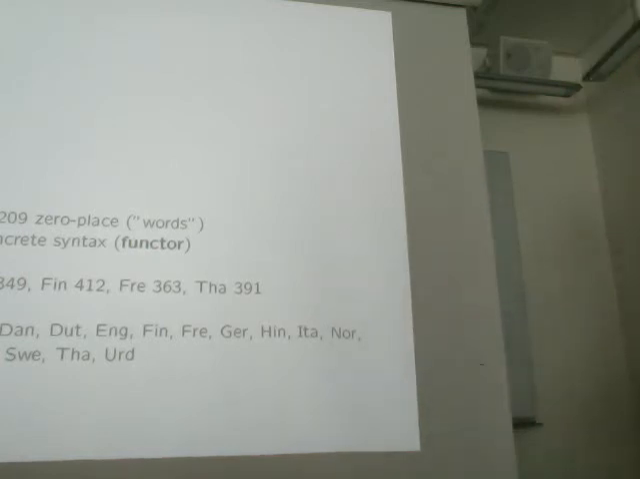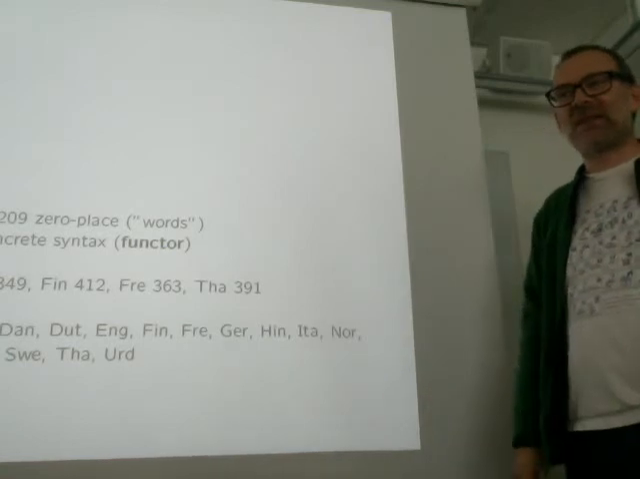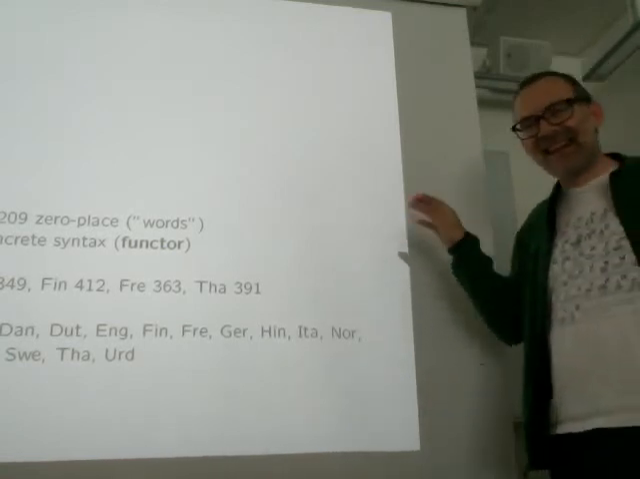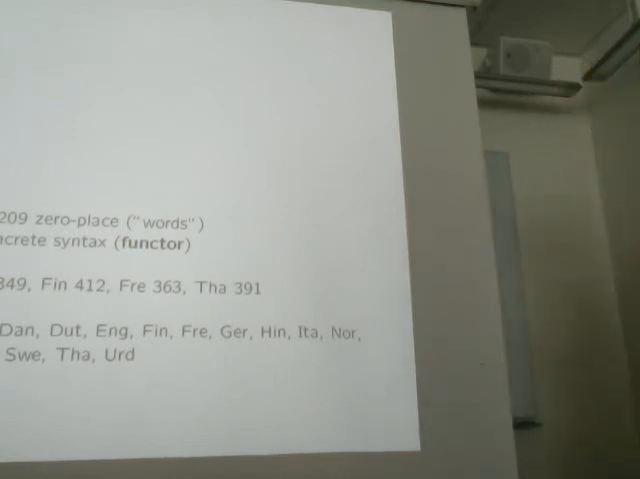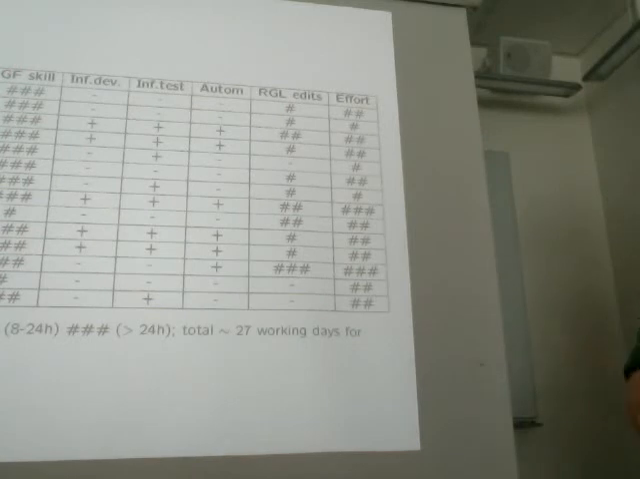Not so many lines of code are needed, because the resource library is used. Actually, the amount of code needed is almost the same in all languages, because the resource grammar has the same API for the languages. These are the languages. This is some statistics. We claim that we want to make it easy.